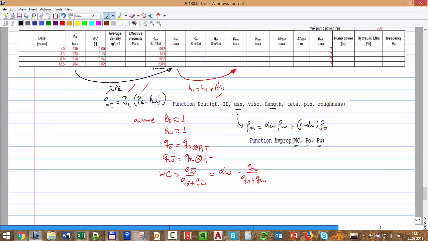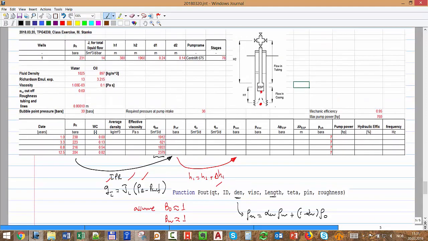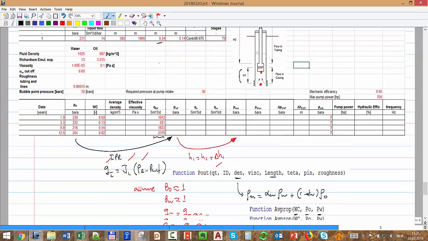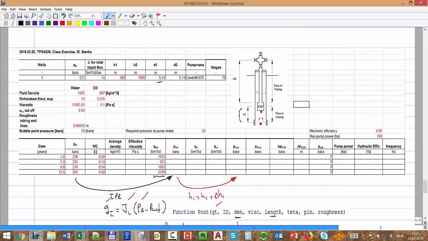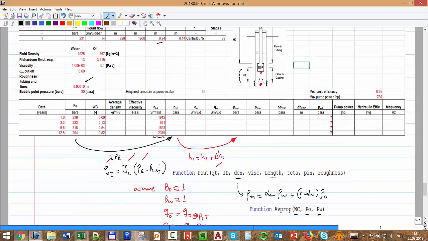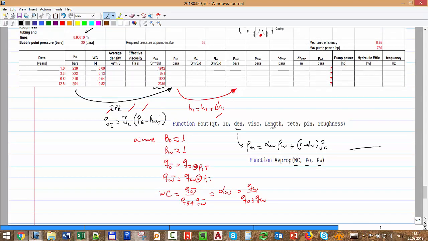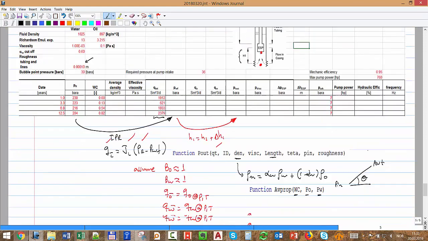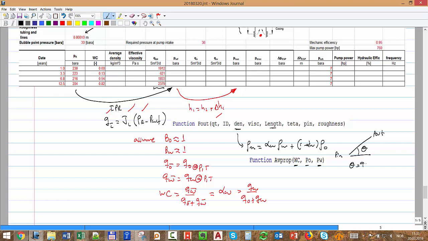What about length? Which length should I use? H1, right? And diameter 1, roughness, it's here. And the angle theta is the angle from the horizontal. If you have P in, P out, and that will be theta. In our case, we are assuming a vertical well, so theta is equal to 90.